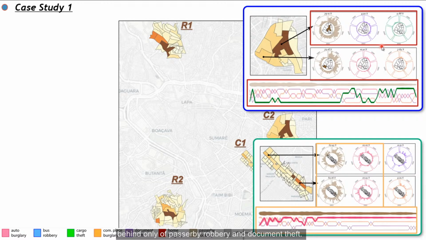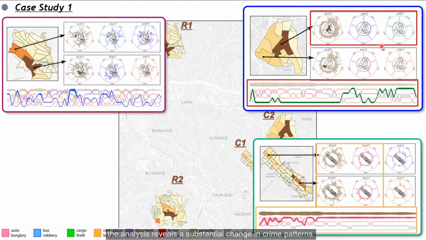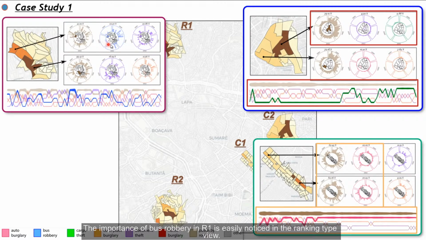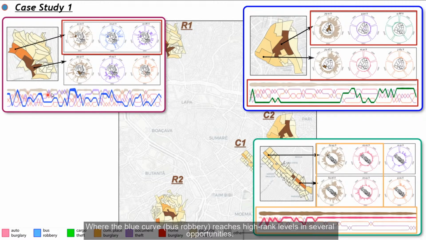robbery and document theft. Moving from the city center to more residential areas, the analysis reveals a substantial change in crime patterns. In the residential region R1, for example, passerby robbery remains the most common crime type, followed by document theft. However, some sites in R1 have bus robbery as the 2nd most common criminal activity. The importance of bus robbery in R1 is easily noticed in the ranking type view, where the blue curve, bus robbery, reached high rank levels in several opportunities.